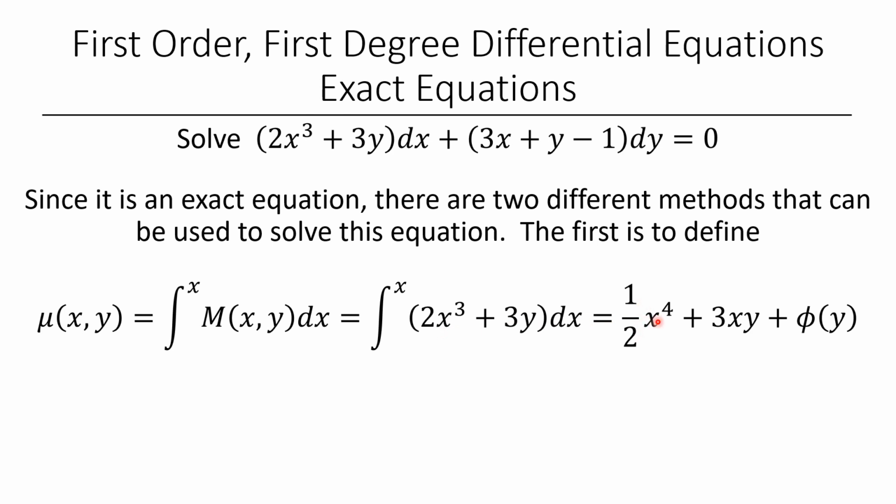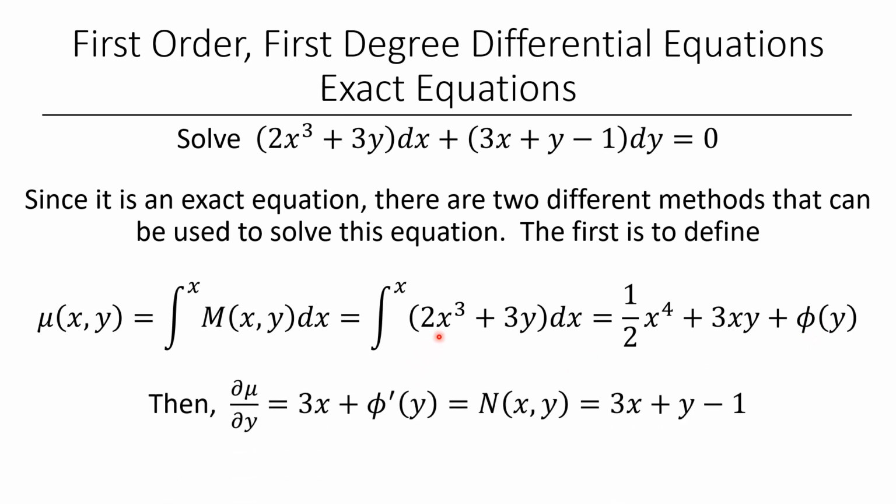So the 2x cubed becomes 1/2 x to the 4th, and 3y becomes 3xy. And then we're also going to assume that there was some function of y only, not of x, that originally existed in the original equation. That's entirely possible, because if you take the derivative of this with respect to x, which would take us backwards in this equation, if this had no dependence on x, then it would just be 0. So this is perfectly valid, and it actually works out for an exact equation.